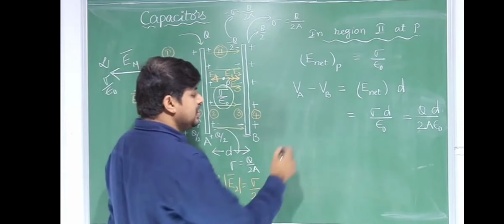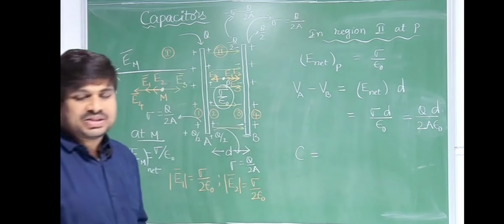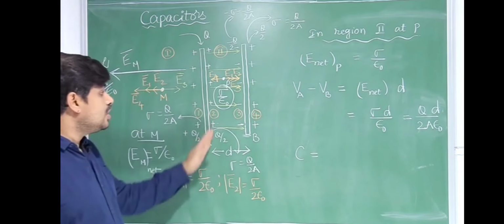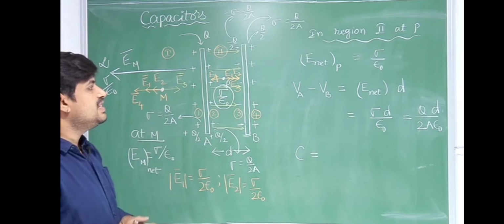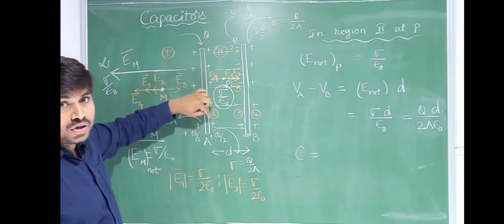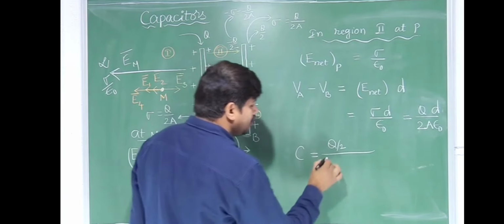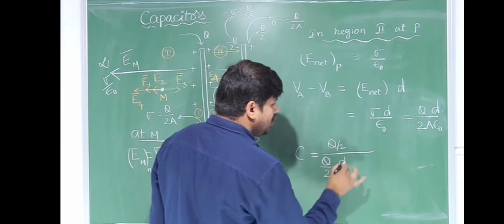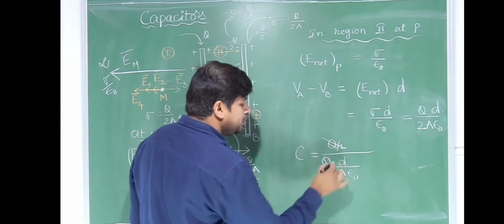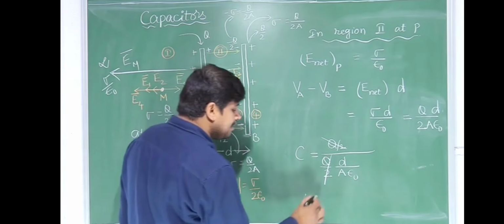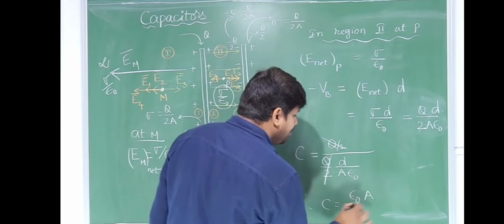So here, if you want capacitance, what is to be done? Capacitance is the charge on the inner surface of the high potential plate divided by the potential difference. Can you tell me which is having higher potential? This A can be having higher potential. So the charge on the higher potential plate is Q by 2, divided by Q by 2 into D upon A epsilon naught. So this Q by 2 cancels. So I can get capacitance C is equal to epsilon naught A by D.